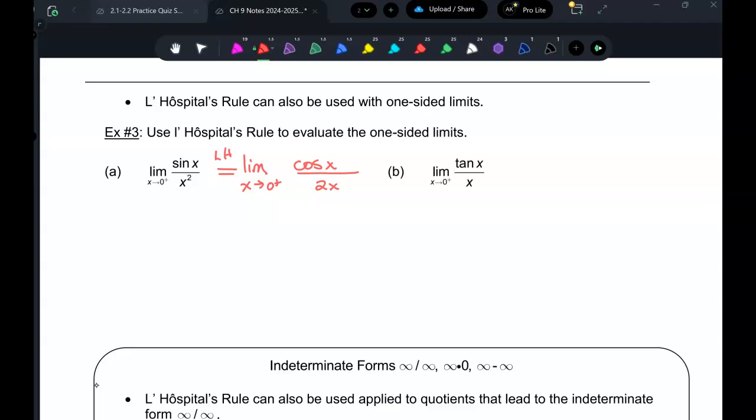This is now 1 over something approaching 0 from the right, which is infinity. We're not going to do L'Hopital's rule again. It's undefined, right? Or we say it's approaching infinity, or does not exist. Okay. So just be careful if we get 0 on the bottom and not in the numerator.